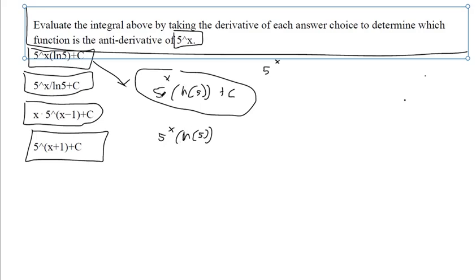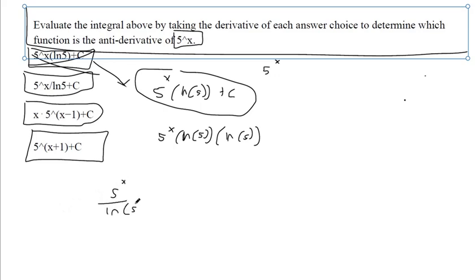Now that's the derivative of 5 to the x. We also have another natural log 5 happening. And then the derivative of c, which is just a constant, with respect to x is 0. So this is the derivative of this term up here. So we haven't found the antiderivative, because it's 5 to the x times natural log 5 squared. So that one's out.